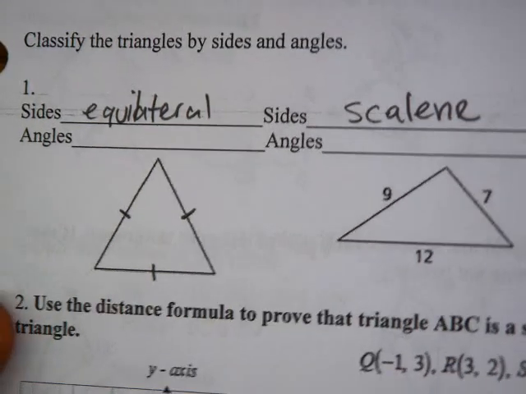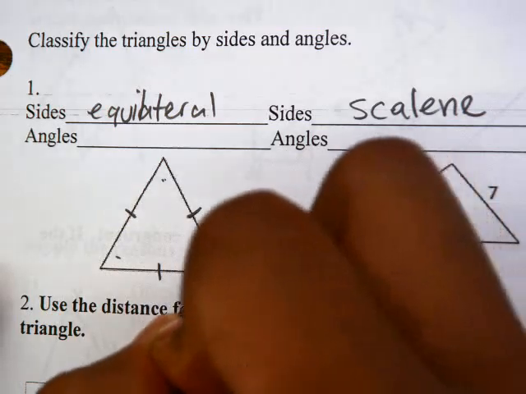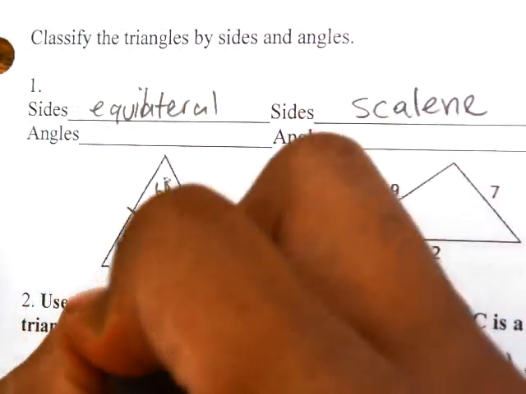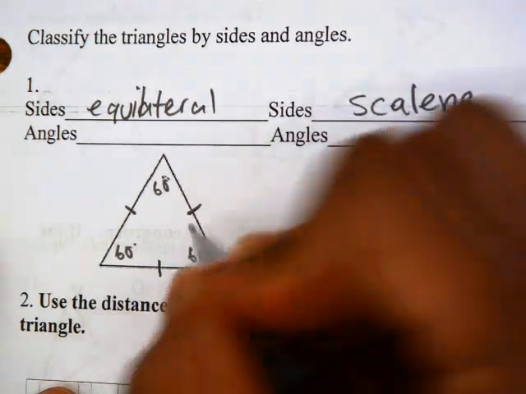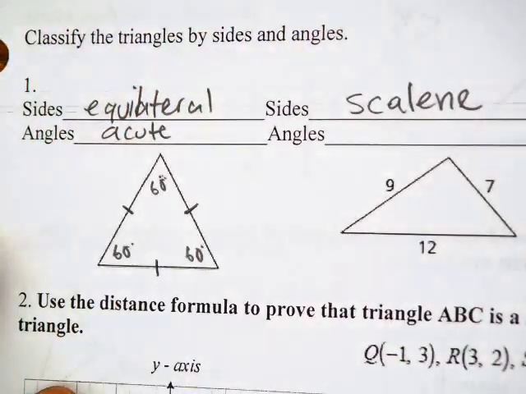In the first picture, I know that all these angles here are less than 90 degrees. They're acute. In fact, since it's equilateral, I know that all these angles are 60, because all the angles have to be the same. So this is definitely an acute. 60 is clearly less than 90.